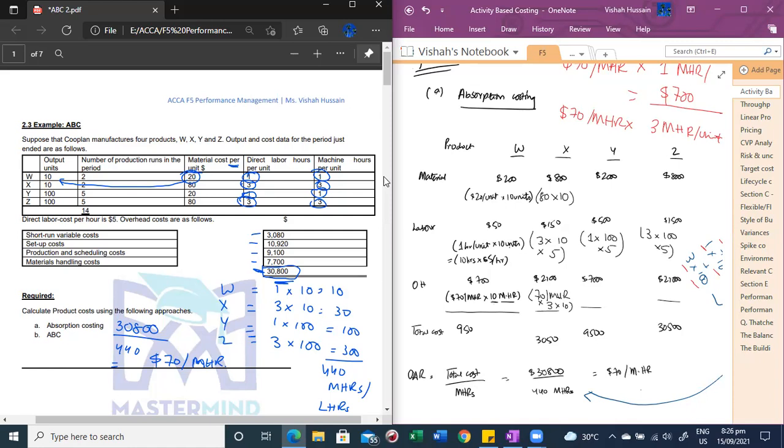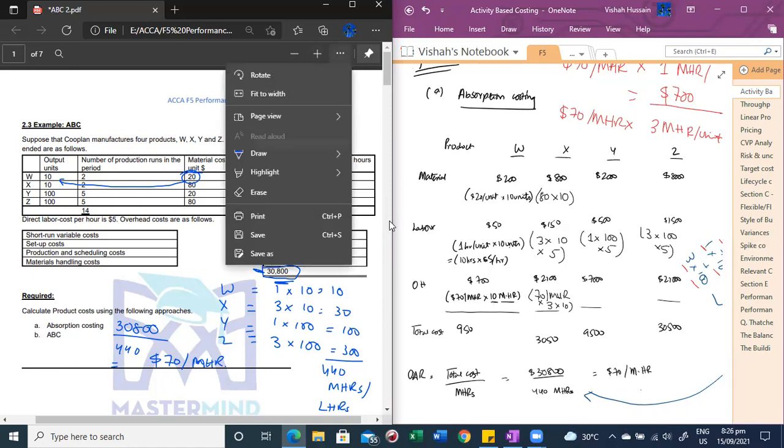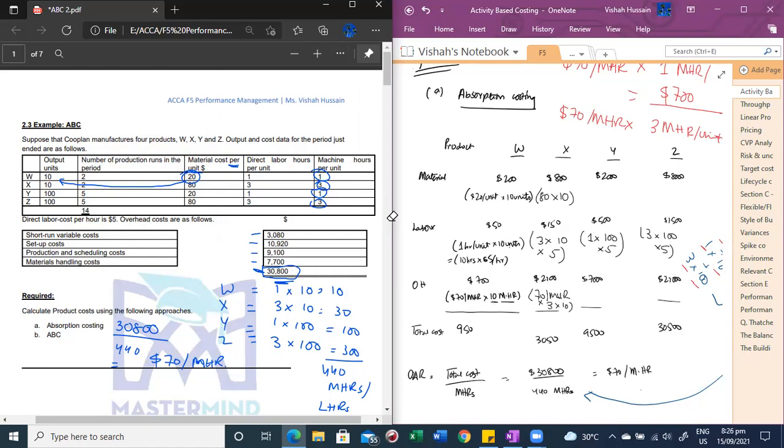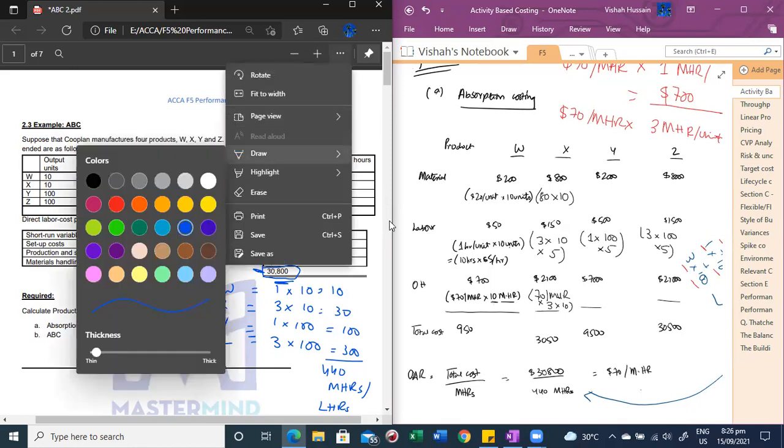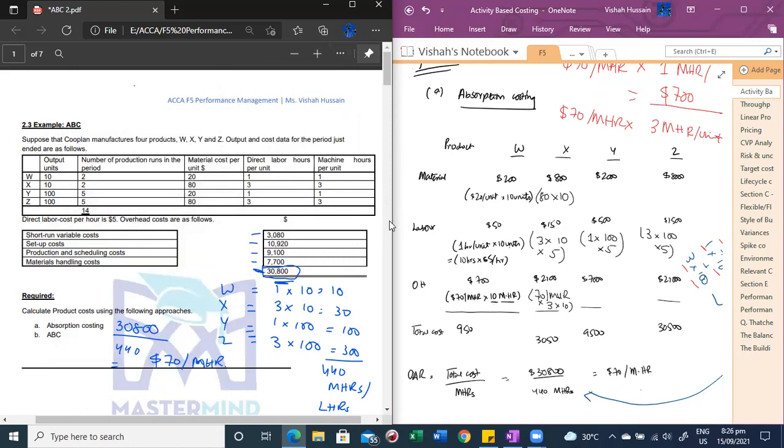No problem. Now, when it comes to labor cost, the labor cost format is also very easy. How are you going to go about it? The labor hours per unit was given to you, and even the labor cost per hour was given to you. So let's talk about W. The labor hours were 1 per unit. I told you when you want to compute the total, you need to multiply it by the units. This would give you 10 hours for W.